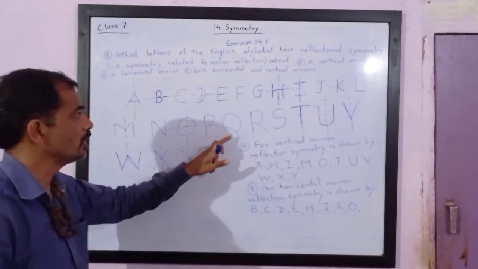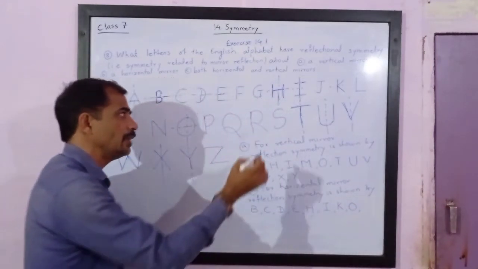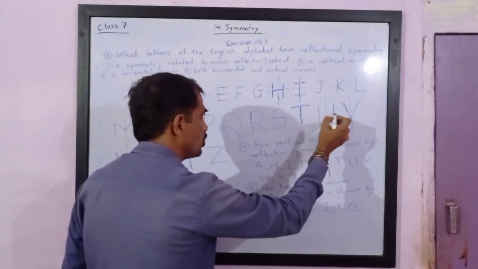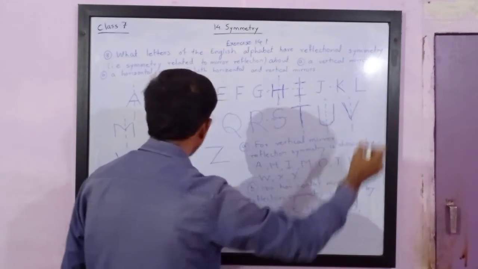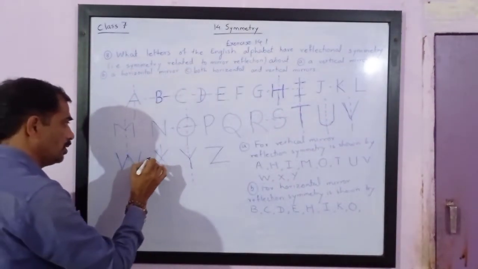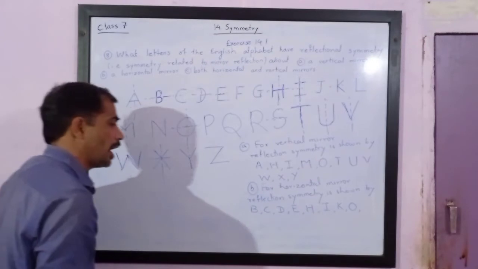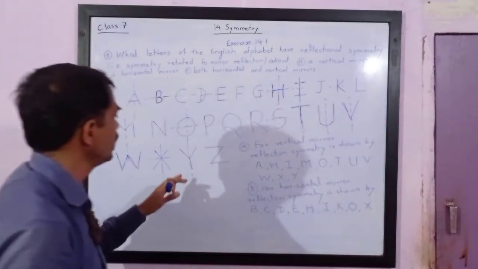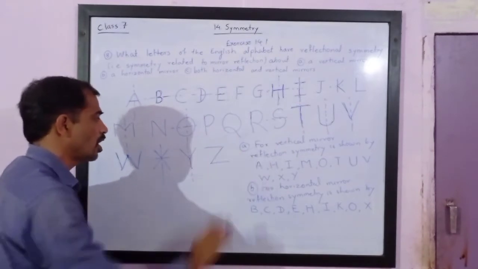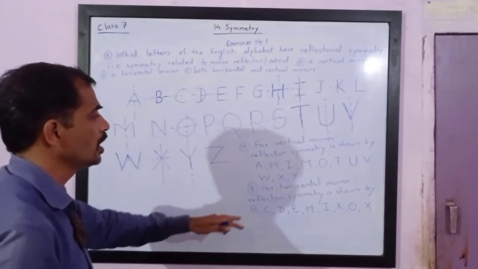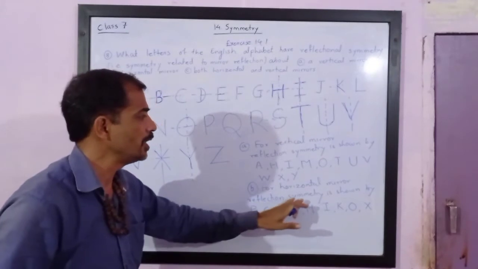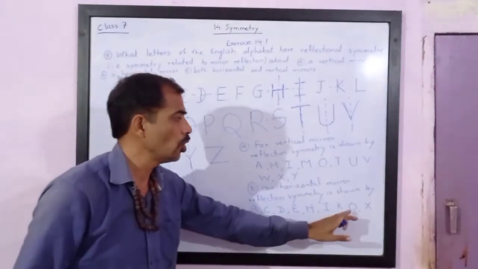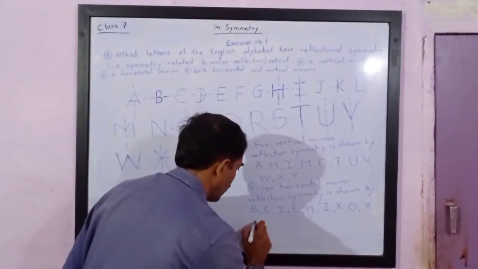For P not possible, Q not possible, R not possible, even S is not possible. Please see, it must make exactly two equal parts. For T also not possible, for U not possible, for V not possible, then it is possible for letter X. And it is not possible for Y also, it is not possible for Z also. So, for horizontal mirror, reflection symmetry is shown by B, C, D, E, H, I, K, O, X, English alphabets.